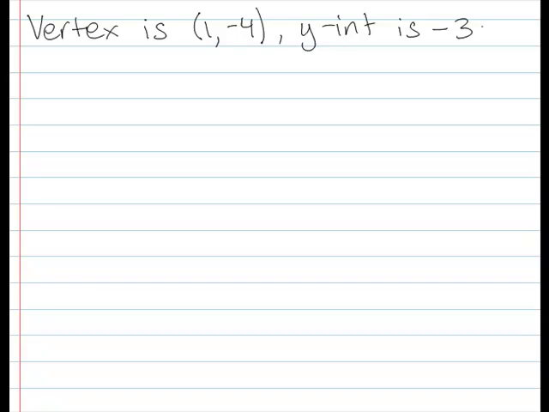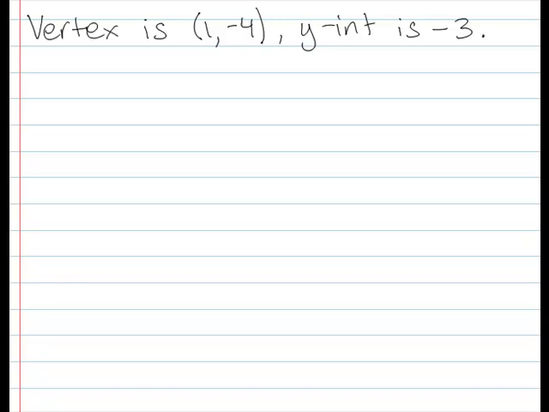All right, so it looks like we've got some funky problems on the homework. Basically what these problems are saying is, if my vertex, and I think this is an actual problem, is (1, -4) and the y-intercept is -3, give the graph of that quadratic function.